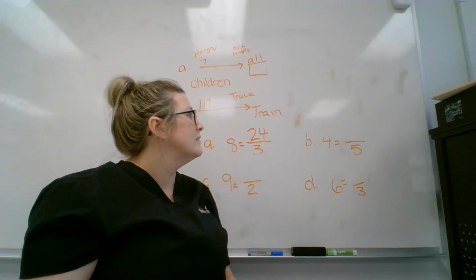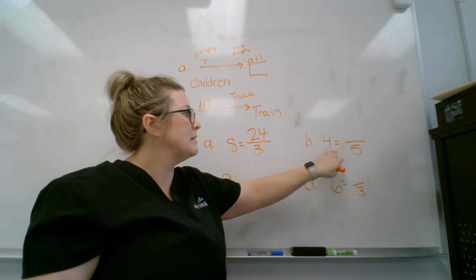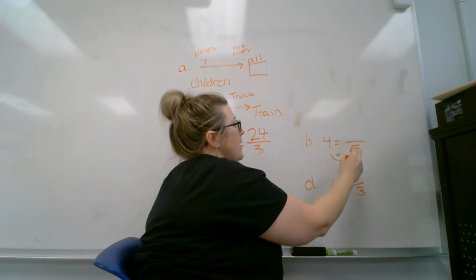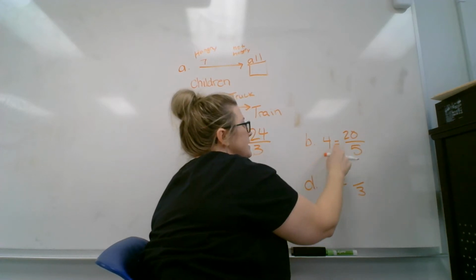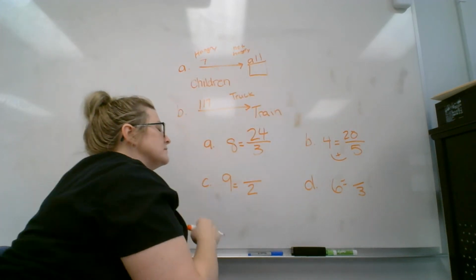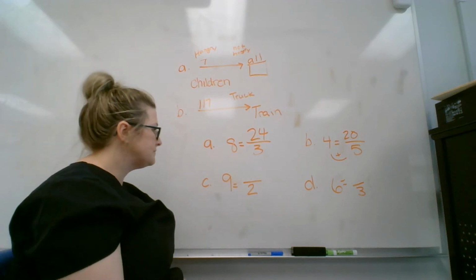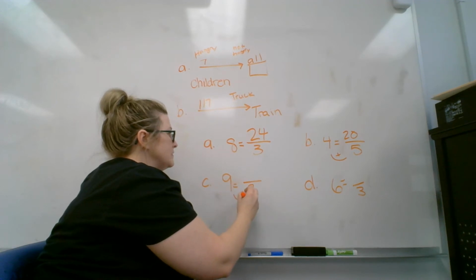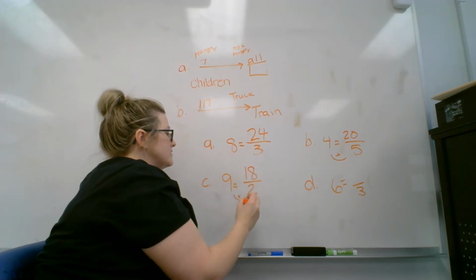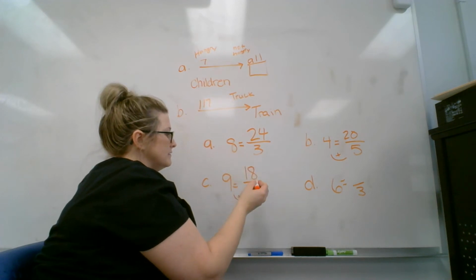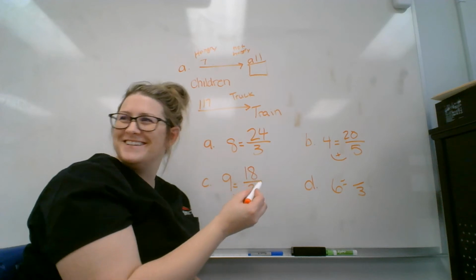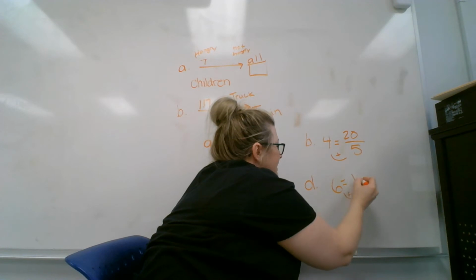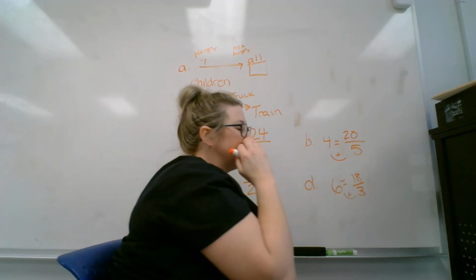Problem B. 4 equals blank over 5. I'm going to multiply these to get my answer. 4 times 5 is 20. So 4 is equal to 20 fifths. Problem C. I'm going to multiply these. 9 times 2, 18. So 9 is equal to 18 over 2. Got confused there for a second. All right, and D. 6 times 3 is 18. So 6 is equal to 18 thirds.